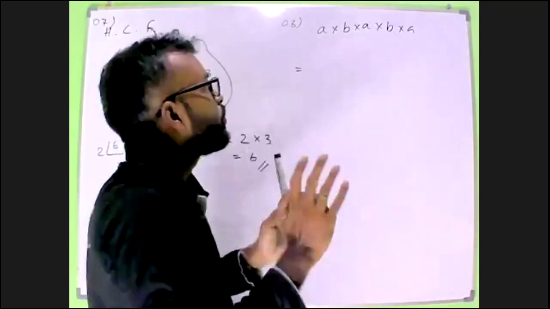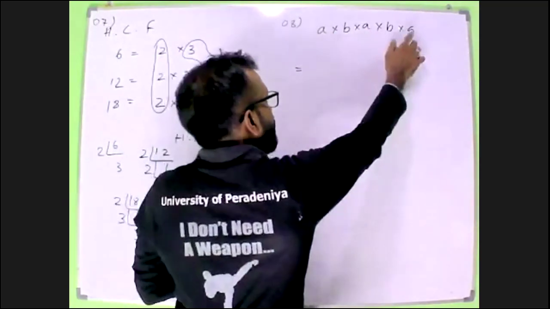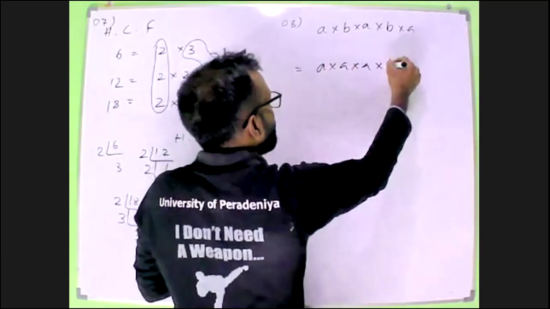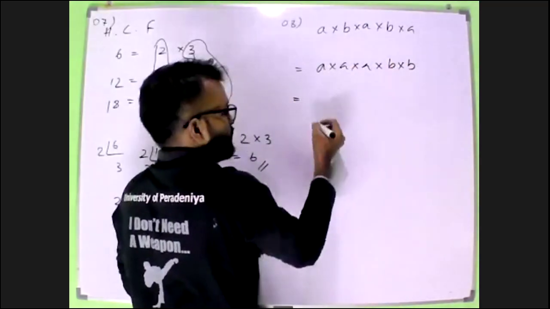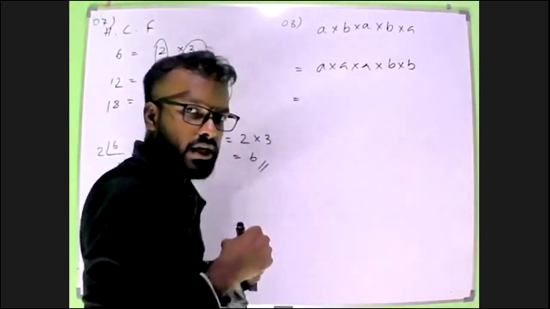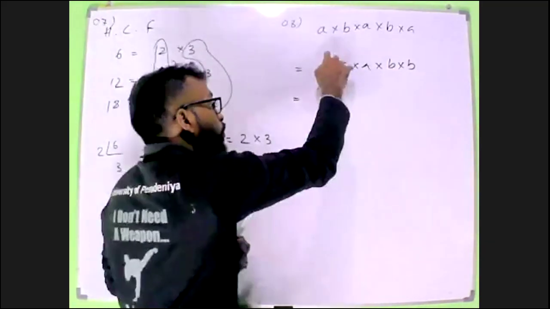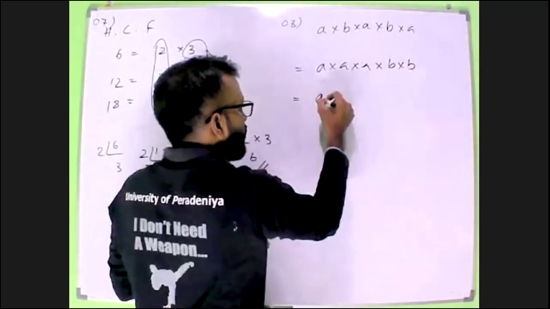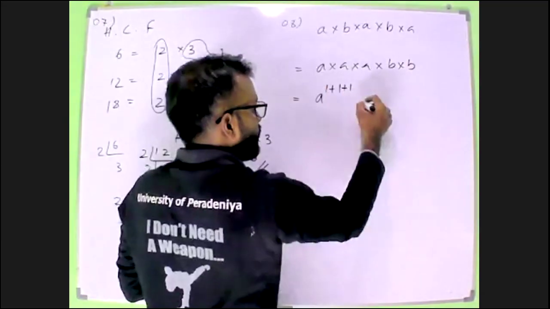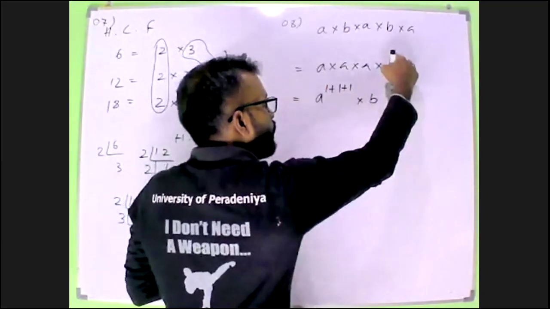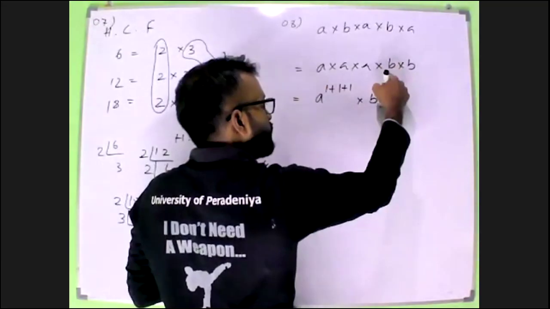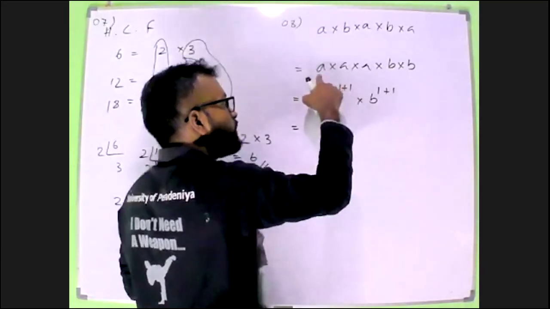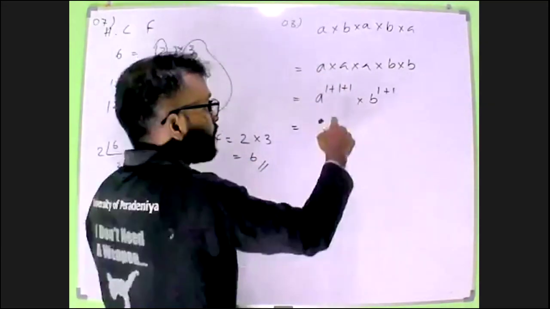So what are the like terms? A times A times A, multiplied by B times B, right? So this is it. Same base, then you can add the powers. A to the power 1, A to the power 1, A to the power 1. Right? So you can write 1 plus 1 plus 1, multiplied by B to the power 1 plus 1, right?